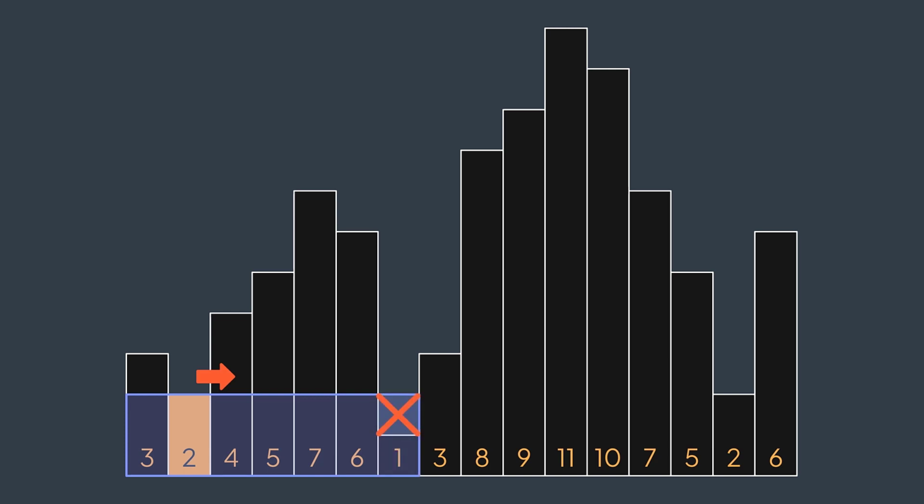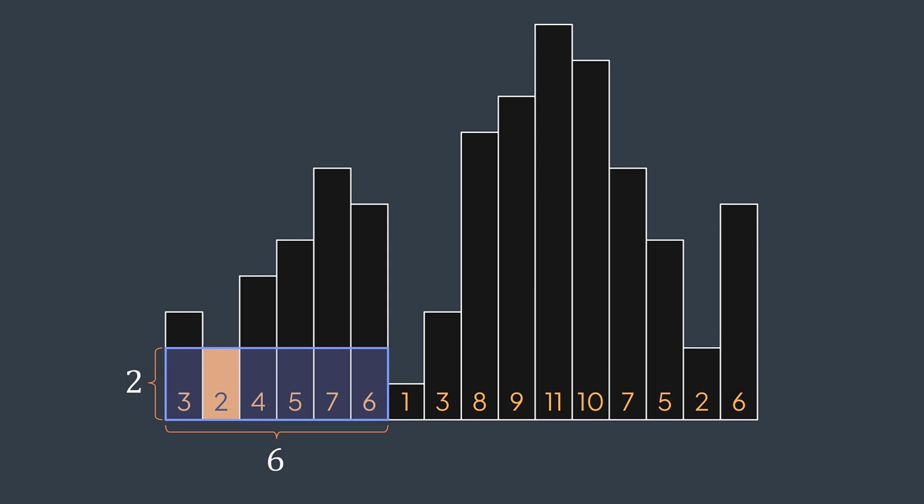So if we expand, the rectangle won't be fully included in the histogram. It's not a valid rectangle. We expanded as much as possible from both sides. We got that the largest rectangle that passes the initial bar is this one. It has an area of 12, 2 times 6, the height multiplied by the width.